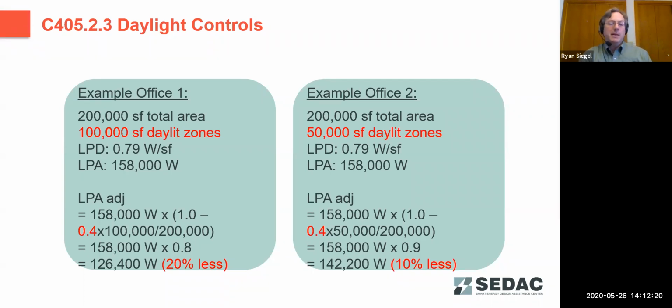In the second example, a quarter of it. So I have to reduce my 40% by 1/4, or 10%. So in the second example, 142,200 is my target. If I get below that, I'm done. This 10% will come back in a little bit.